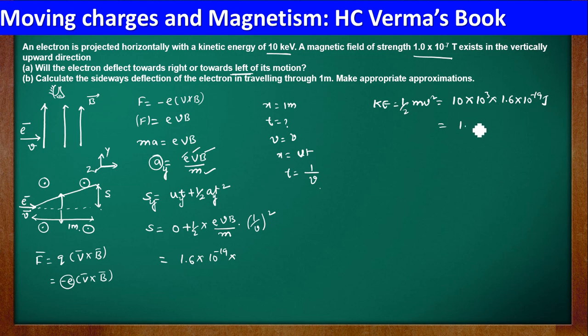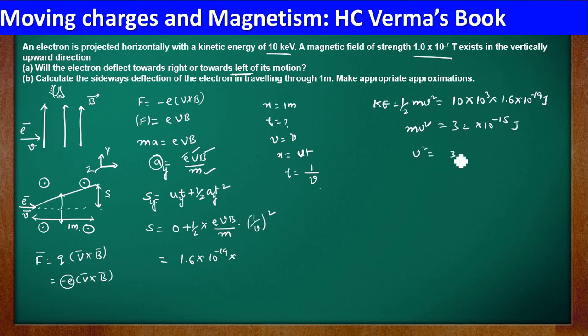1.6 into 10 power minus 19 plus 4, that is minus 15 joules. That is half mv square. So mv square will be 3.2, isn't it? 1.6 two times is 3.2. Very good. Now from this I can use this mv square here, but anyway I need a velocity for this. Let us keep this aside. From this also I need to find v square.